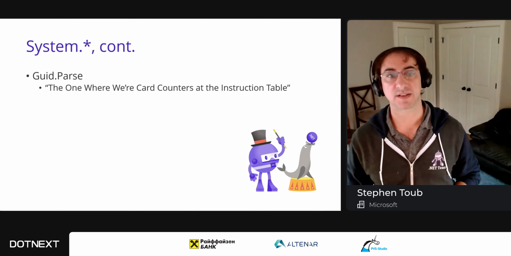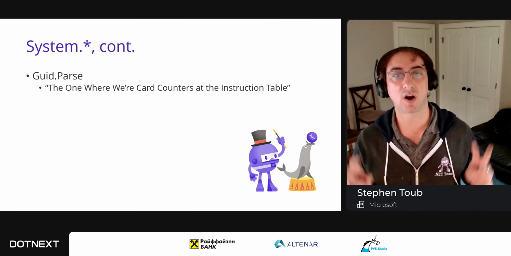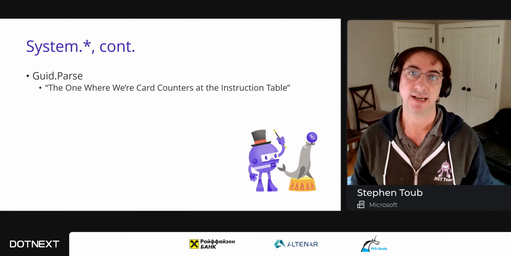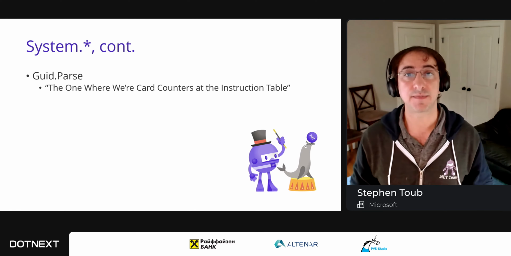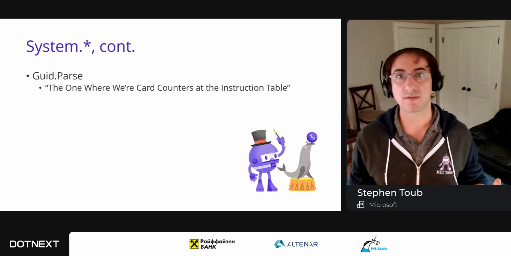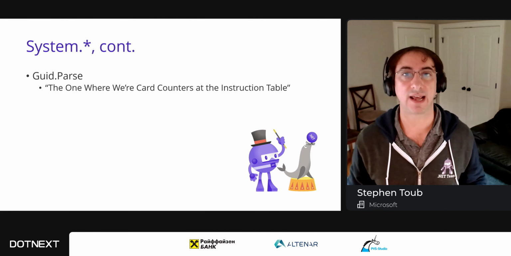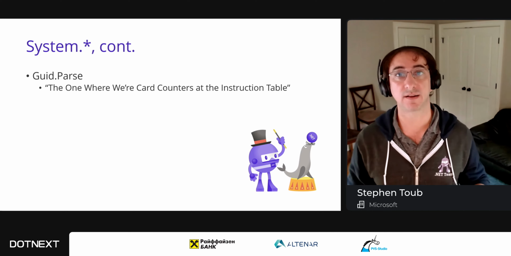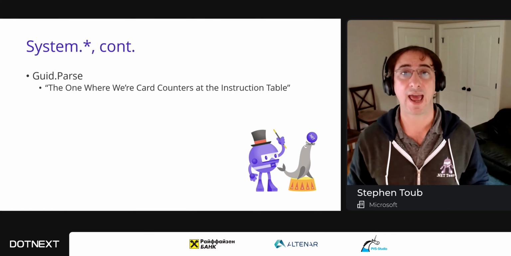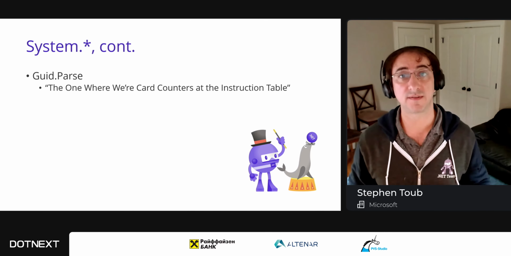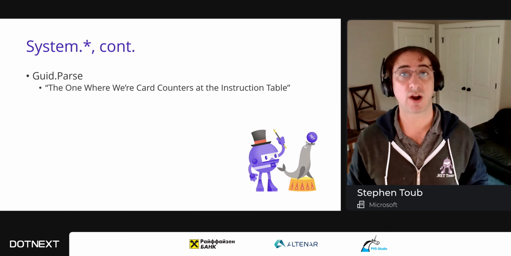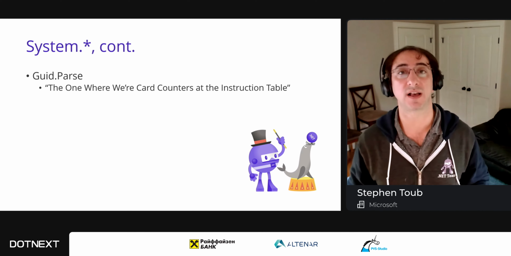Let's take another example from System. So this is the one where we're card counters at the instruction table. And what I basically mean by that is, in some cases, there's no better algorithm to use. You just need to sit down and stare at what code is being generated, the IL and the assembly, and revisit whether there are new primitives you're able to take advantage of, and just try and tune the heck out of the system and eliminate as much overhead as you possibly can.